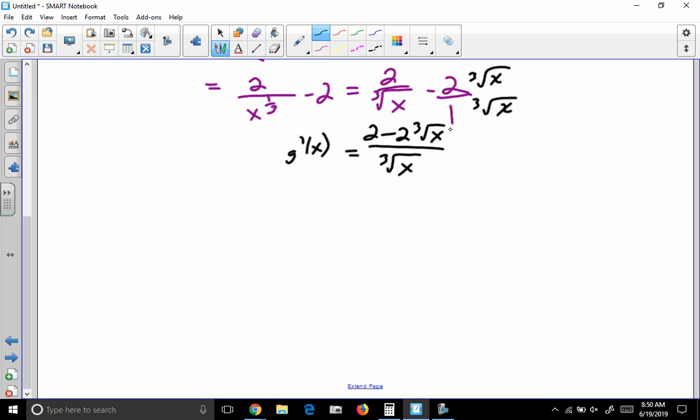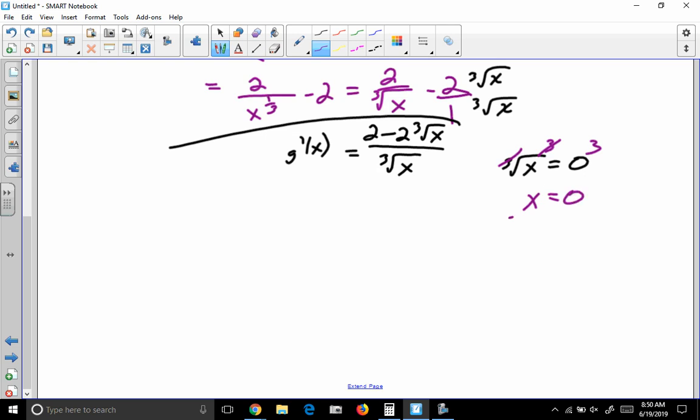So we need to ask ourselves two things. When is this undefined? That will occur anytime the denominator is 0. Well, if we cube both sides, then in order for the cube root of x to be 0, that would be whenever x is 0, which is inside our interval. All right, now let's look at finding out when is our first derivative equal to 0. We found out where it's undefined.